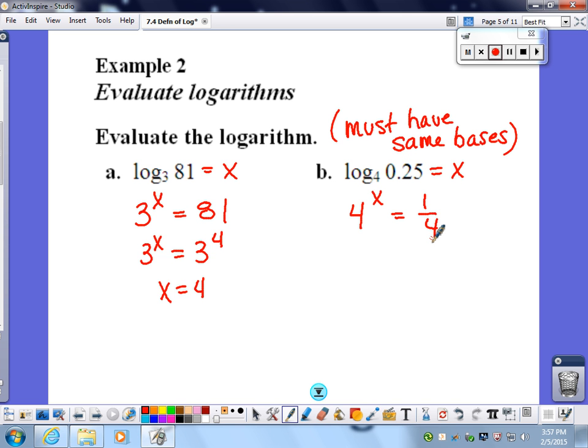Now, I need to rewrite both of these so they have a base of 4. So I'm going to go 4 to the x power is equal to, well, I can make this a negative exponent, 4 to the -1, and that makes both have a base of 4. So that means this expression simplifies to -1. Like I said, changing the form a lot of times, you can just see the answer. The answer becomes very obvious. When in doubt, change the form.